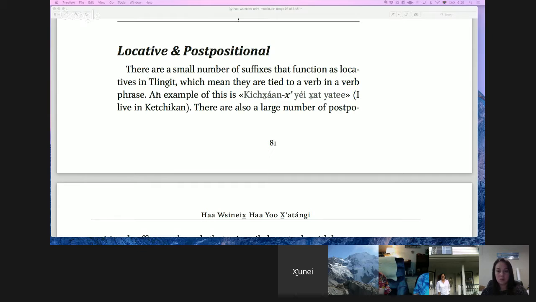And what you'll find is when you have a locative for a verb, you can't separate that from the verb. So for example, kichchan yechatyati, I live in Ketchikan. So you couldn't really say kichchan aweach ish ag awe. That wouldn't work. You're trying to say, my father a long time ago lived in Ketchikan. So instead you'd say it differently, or you could say it another way.